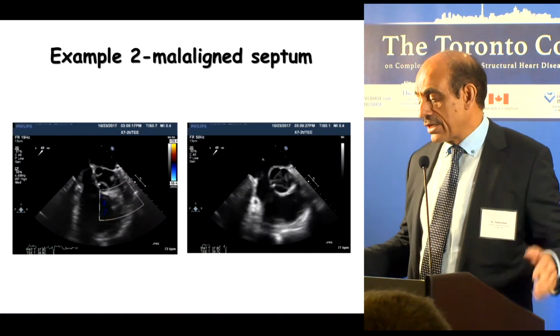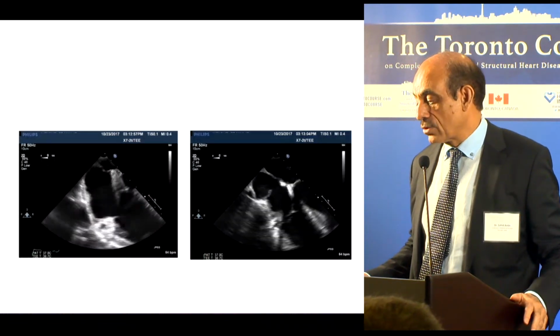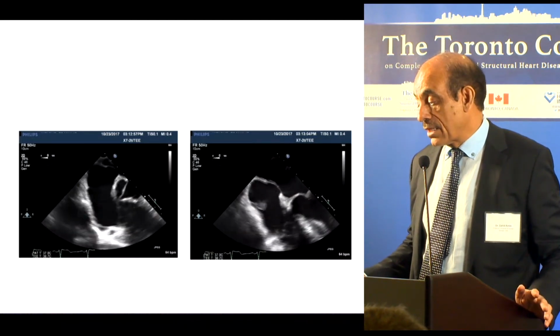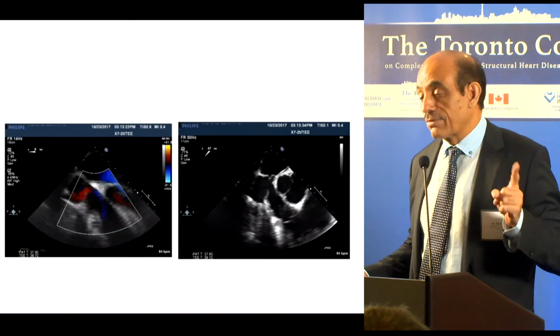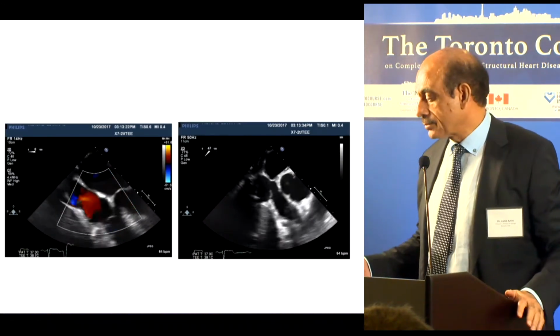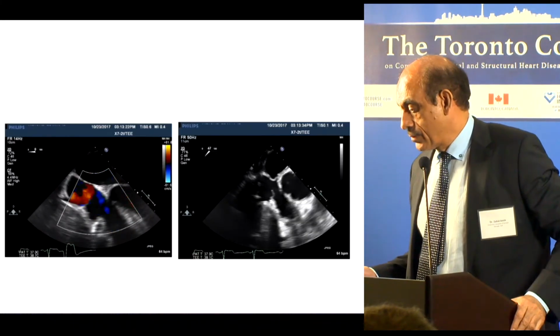Now, this is a very easy case to do for all of us, right? There is absolutely no issue in doing this case. This septum is for sure malaligned. And as you can guess, if you put a device in this, the right disc is going to tilt. Zahid, I'm sorry, can you point on the picture here? Where is the septum and why do you say it's malaligned?